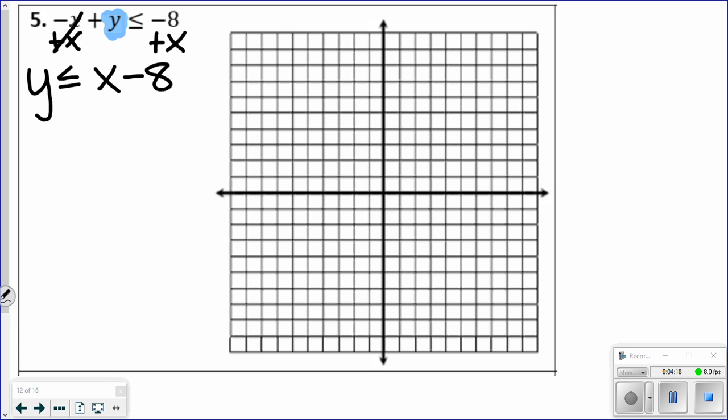Start with your y-intercept down at -8. Your slope here is a positive 1/1, so make sure you're increasing. Because of my symbol, my inequality sign, this is a solid line. So go ahead and connect these with a solid line.